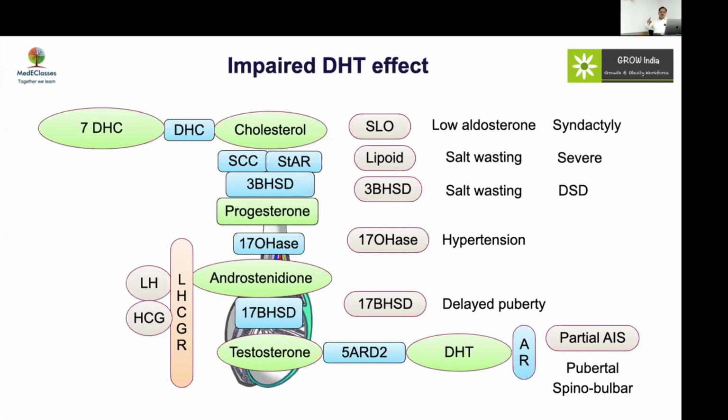For 3-beta-HSD, DHEAS will be high, 17-hydroxypregnenolone will be high. For 17-hydroxylase, you will have hypertension and you will have a high level of 17-DOC. For 17-beta-HSD, you look basically at the DHEAS and androstenedione levels. For 5-alpha reductase, you look at the testosterone to DHT ratio, and this will also differentiate 5-alpha reductase from partial AIS. So whatever test we're discussing will really help you classify the different forms of DSD.